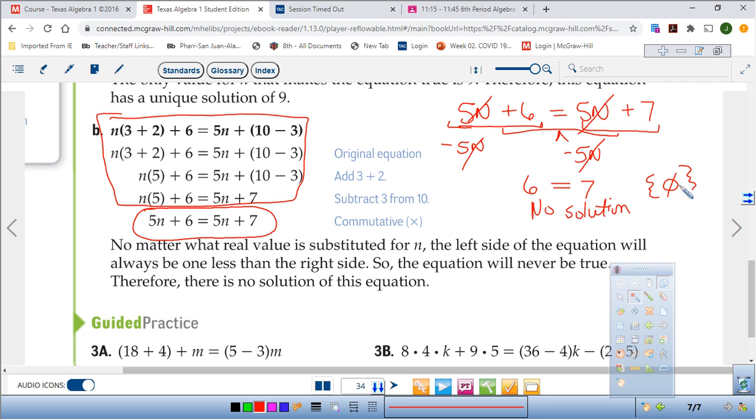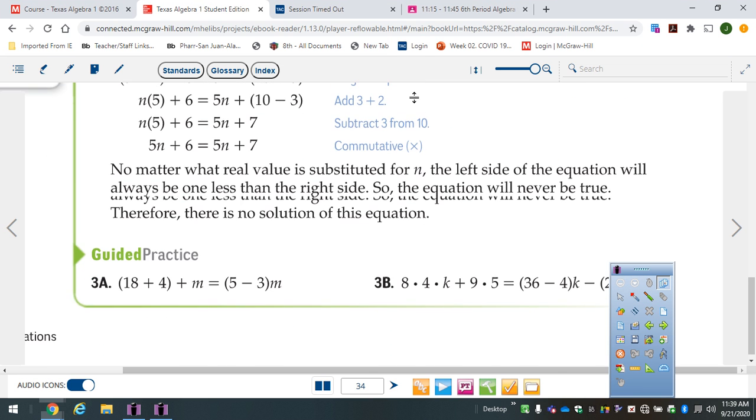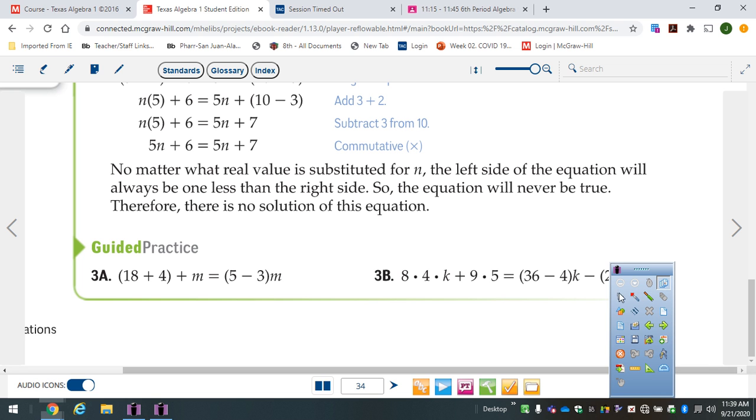So please make sure you know that one. If you get something weird, I'll give you another example. What if I get 3 is equal to -3? Are those things equal? No, there'd be no solution. So let's go out here and try this madness real quick. Let's try 3a.